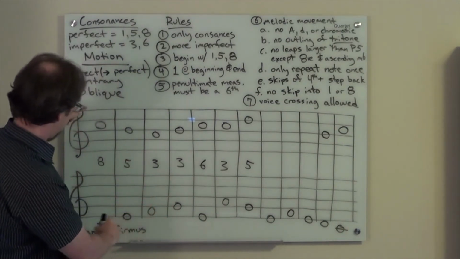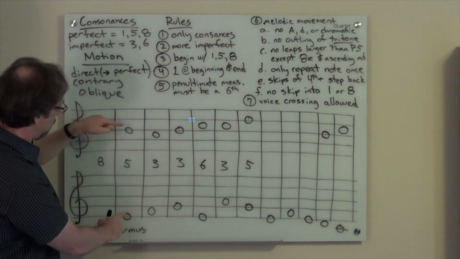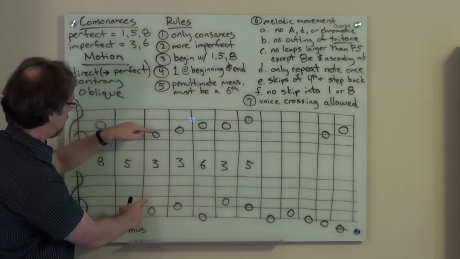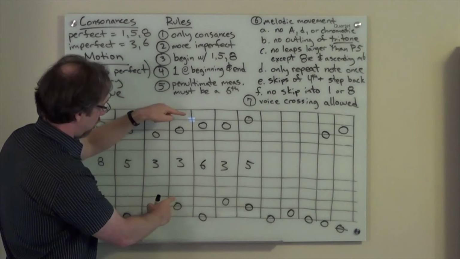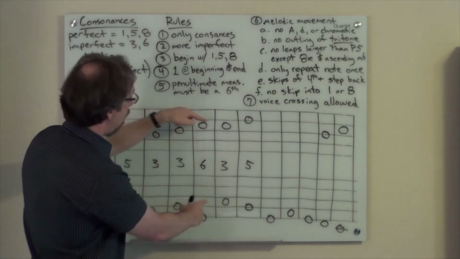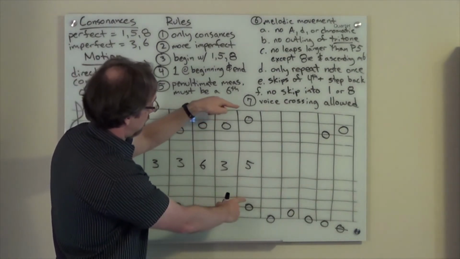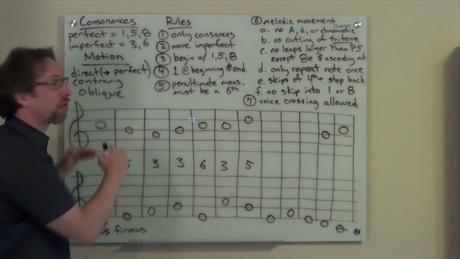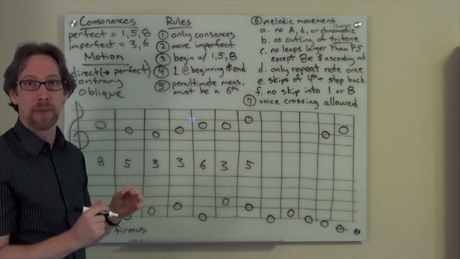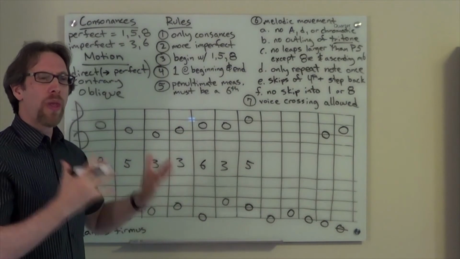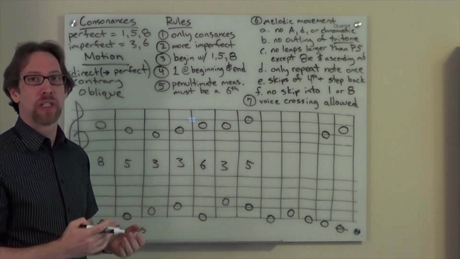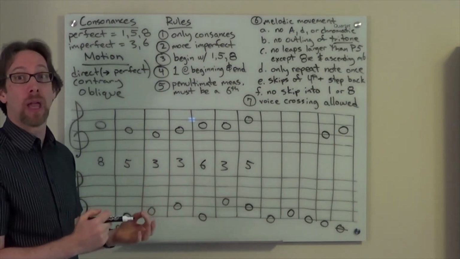So you'll see that from the beginning we had contrary motion, direct, contrary, oblique, contrary. So we've used all three of the different types of motion that can be used. Again, what that does is it really establishes two independent melodic lines.